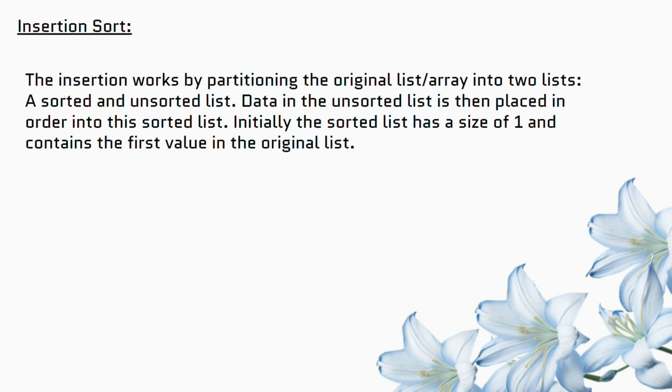So now moving on to the insertion sort, which kind of builds upon the bubble sort, in the fact that it actually uses a bubble sort when it's placing indexes into the correct position of the sorted list. But let's first define the insertion sort. It works by partitioning the original list, that's the array, into two lists, a sorted list and an unsorted list, right? And data in the unsorted list is then placed in order into the sorted list. Initially, the sorted list has a size of 1 and contains the first value in the original list. So that's our definition of the insertion sort.